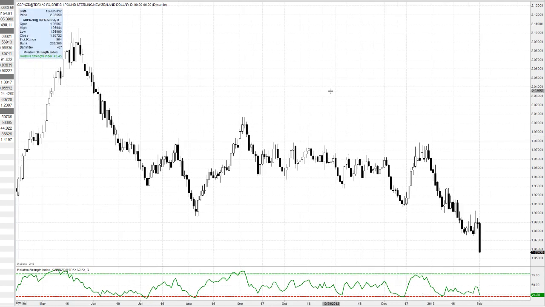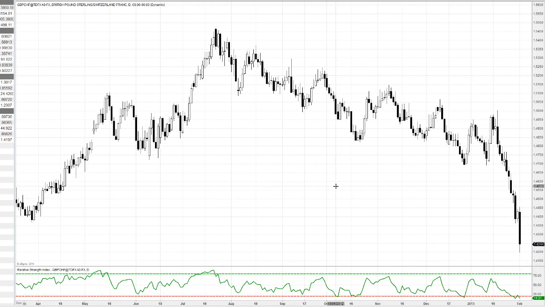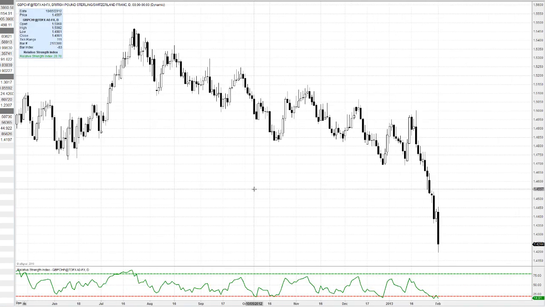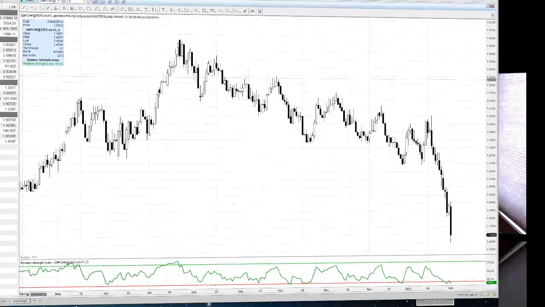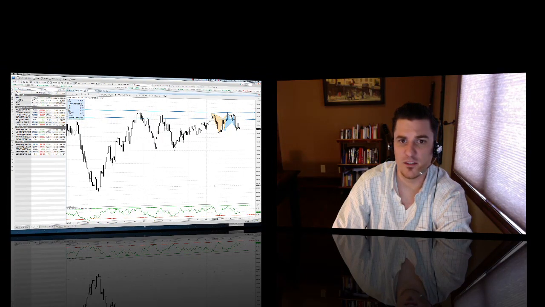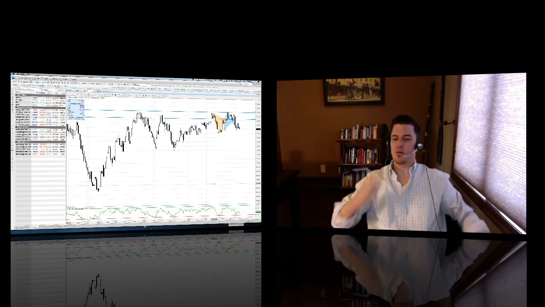Pound New Zealand, not interested, and Pound Swissy we're not even going to look at because I don't like the Swissies right now. So anyway, all said and done, that's about it for this week. And again, we're going to run back through these again.